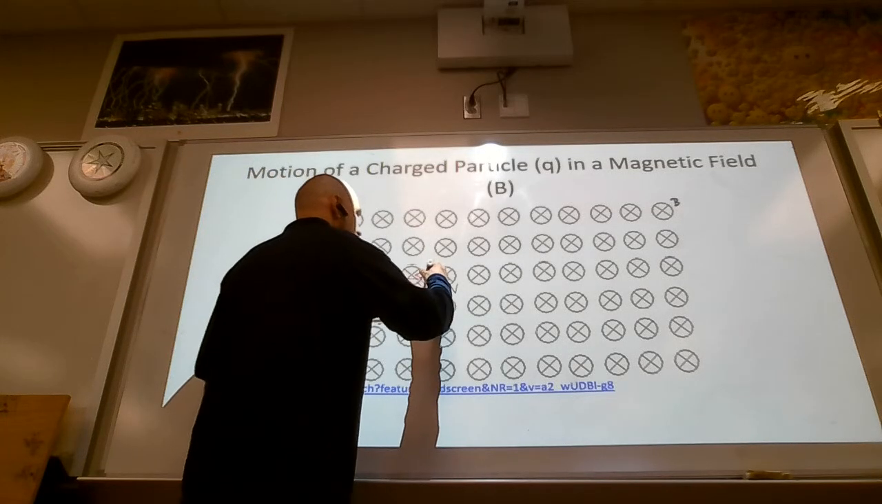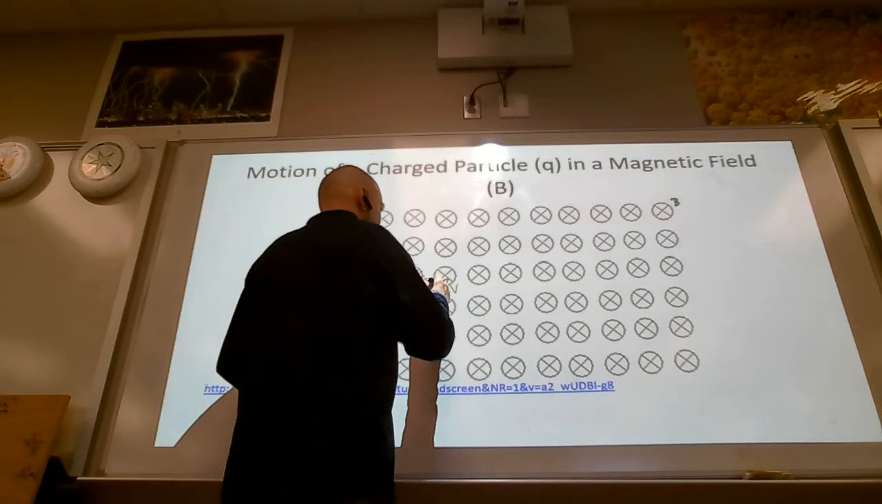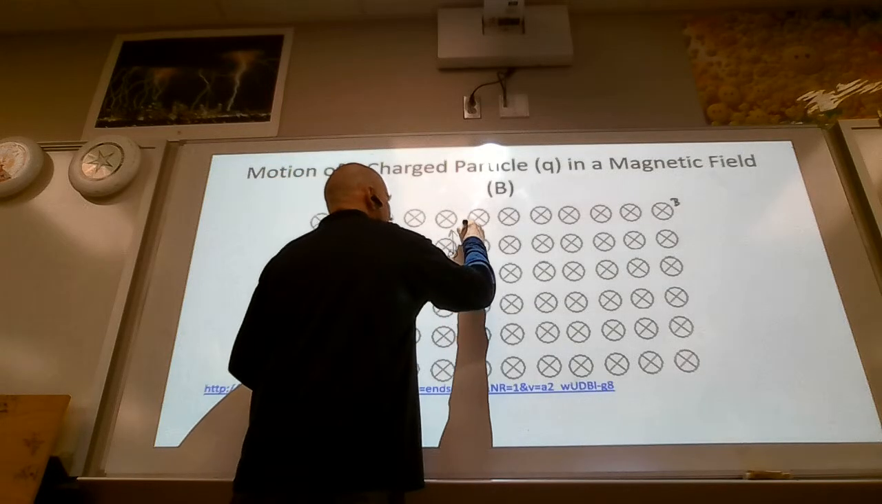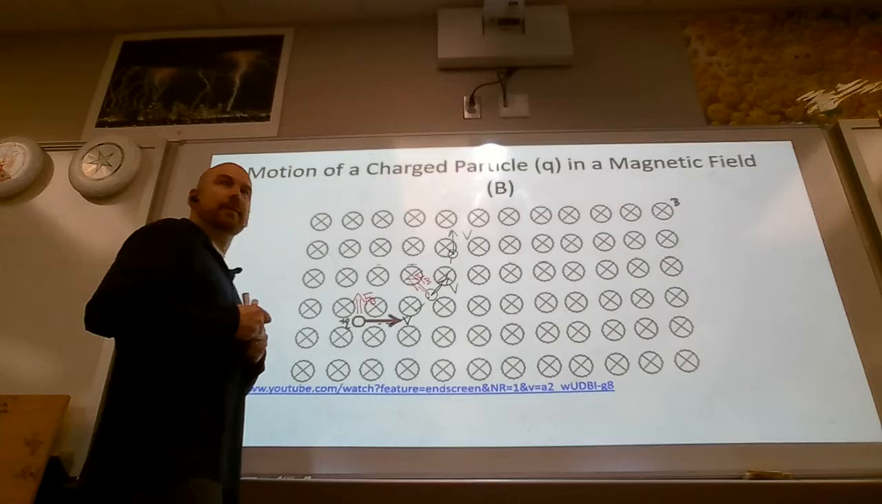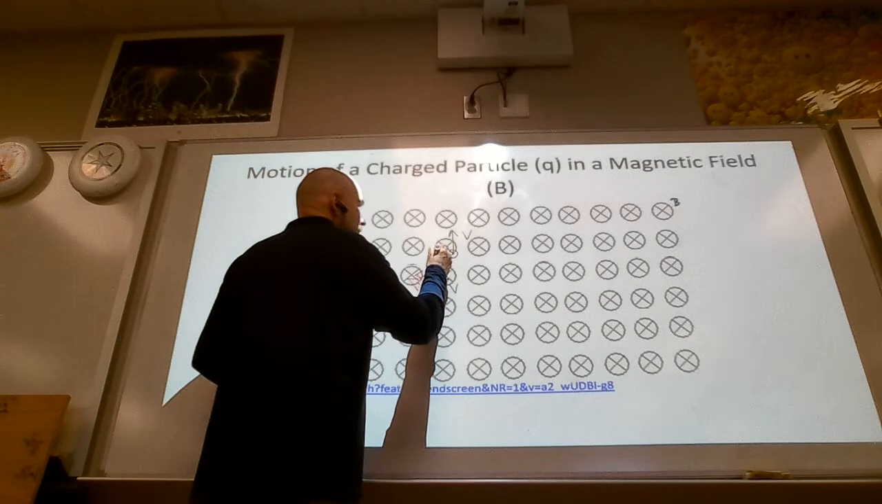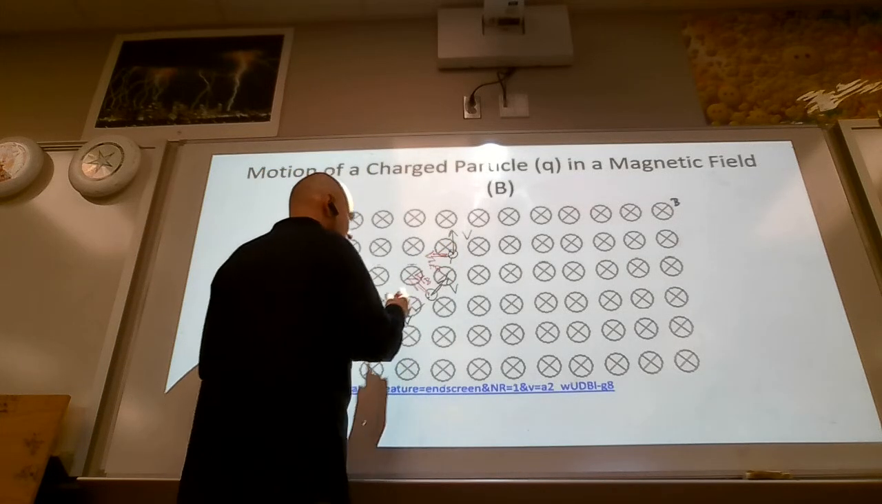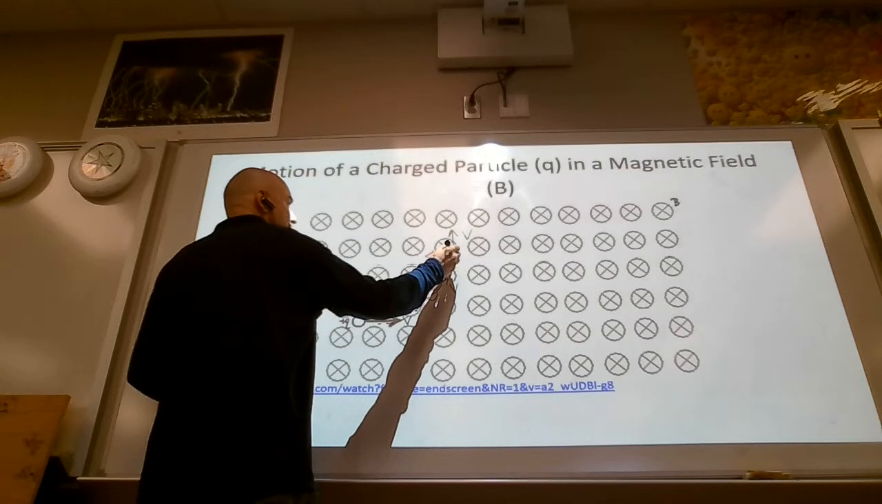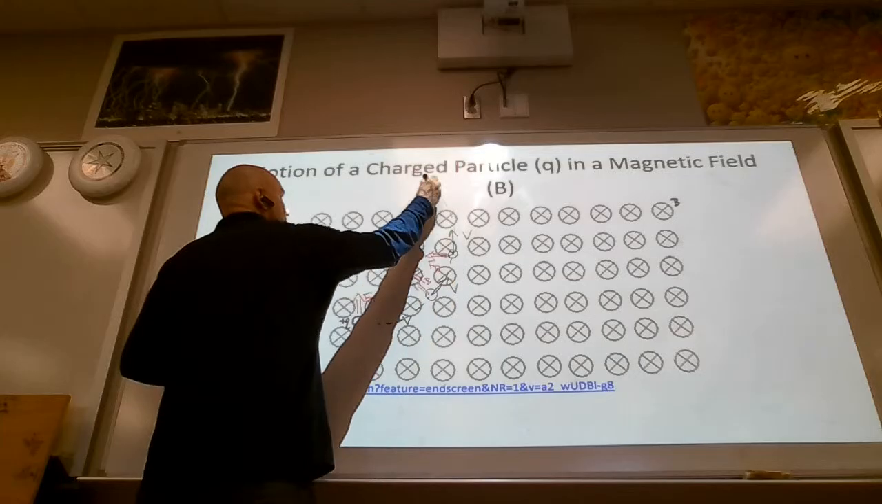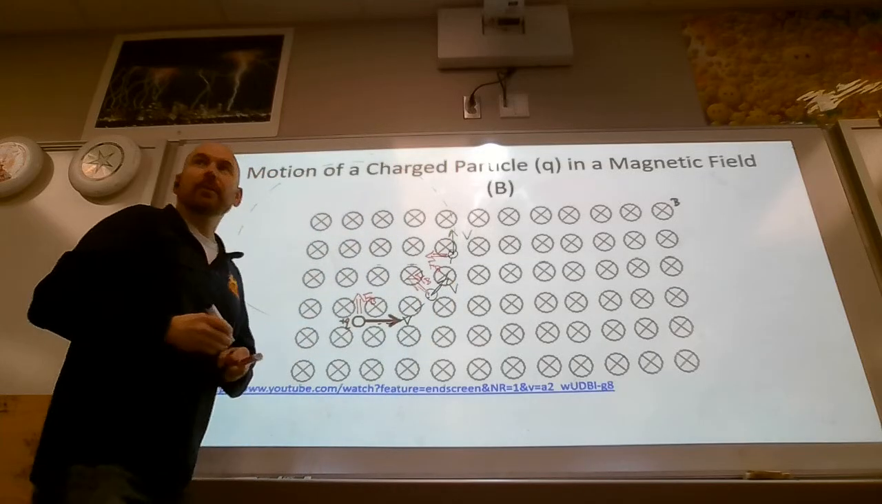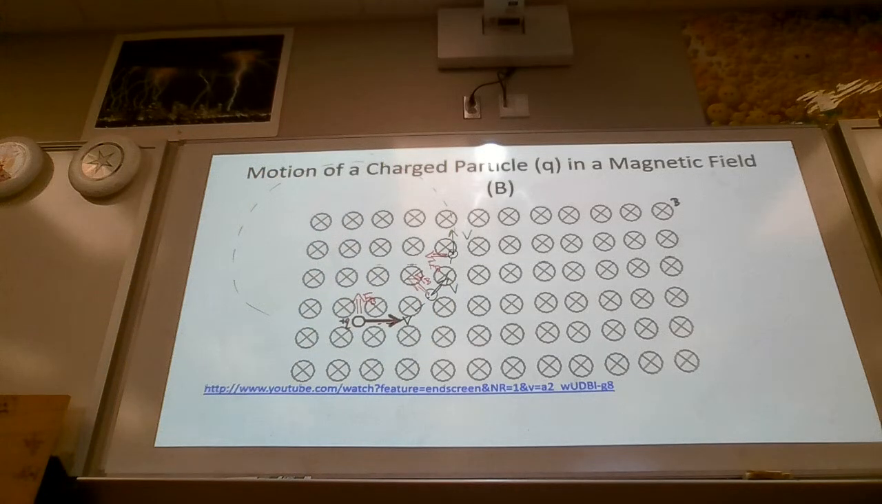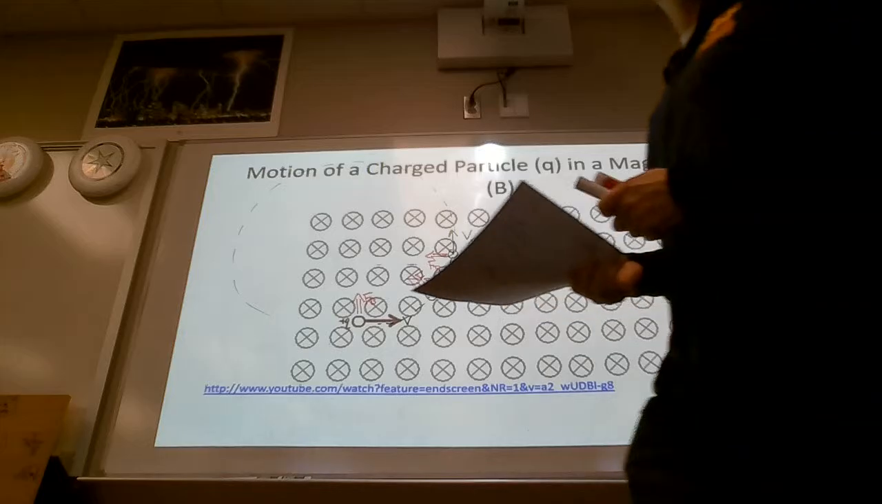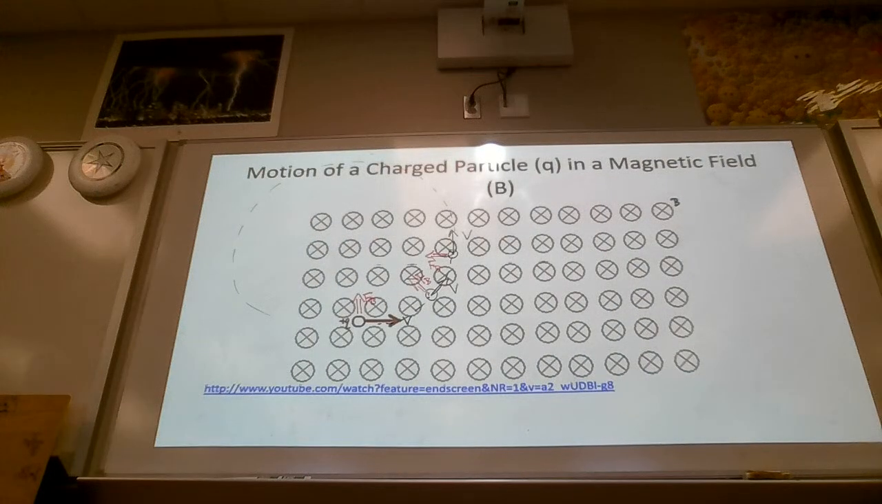So as time goes on, it's now going to be moving up. Which way is it going to get forced? If this magnetic field is big enough, what would happen as time goes on? How is it going to move? It would continue to move in a circle. Why? Because the magnetic field is always acting perpendicular to the direction of motion. Okay?